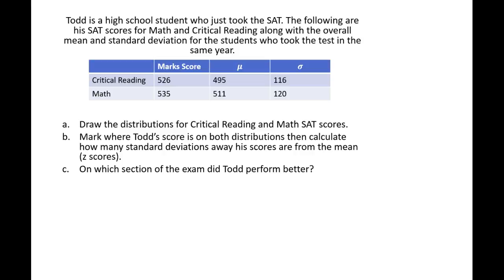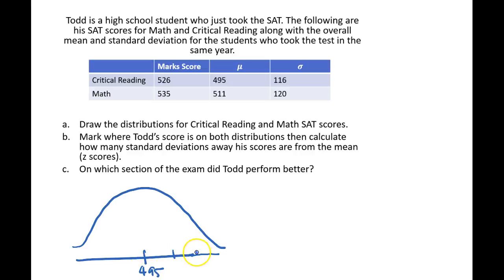Let's first draw the distributions for critical reading and math SAT scores. So for the critical reading score, we know that this is normally distributed with a mean of 495 and a standard deviation of sigma. So if we were to go one standard deviation up from 495, that would be 611. Two standard deviations up would be 727, and three standard deviations up from the mean would be 843.